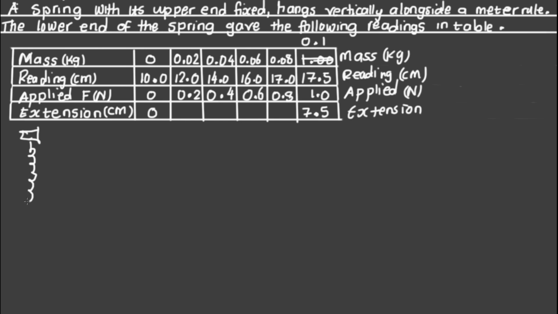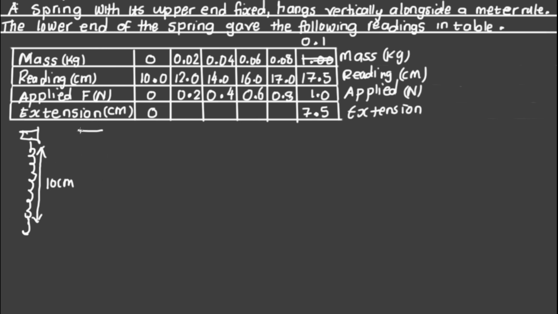So before any weight was added, this was the normal length of the spring, and from the table the normal length was just 10.0 centimeters. So this was the normal. Now what happened when a certain force was hung on this spring?